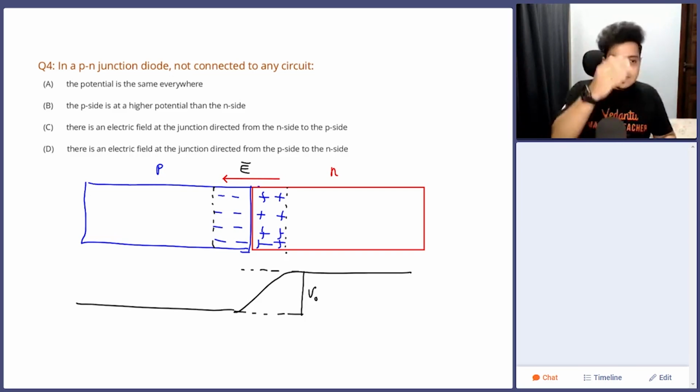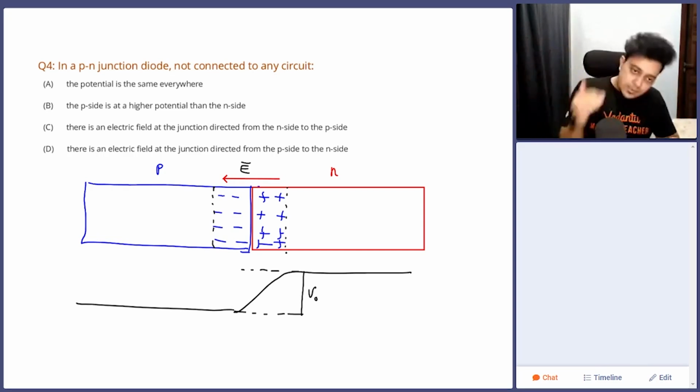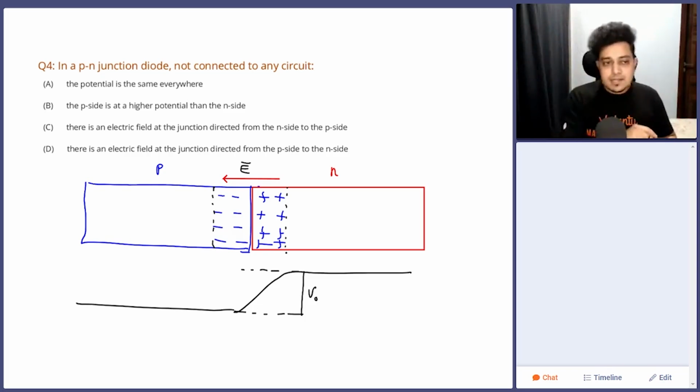So which statement is correct? Potential is same everywhere? No, it is not same. There's a difference between N side and P side. Then P side has higher potential? That's again wrong. N side gives away the electron, so N side has higher potential. There's electric field at the junction? Yes. And the direction is from N side to P side. That is correct. So C is the correct answer.